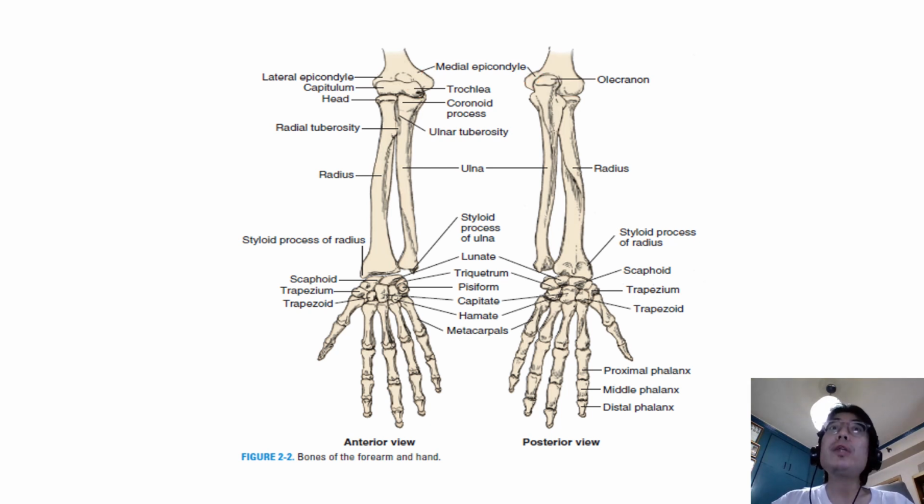Moving now to the bones of the forearm itself, we start with the radius. The radius is actually shorter than the ulna and it is situated lateral to the ulna. The radius has a head, which is its proximal end, which articulates with the capitulum of the humerus and the radial notch of the ulna adjacent to it, and it is surrounded by the annular ligament.